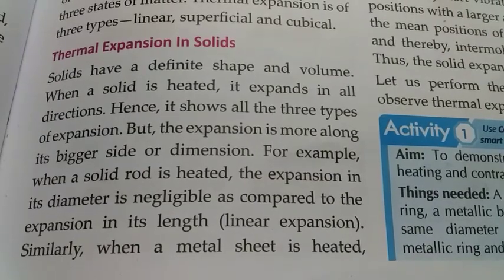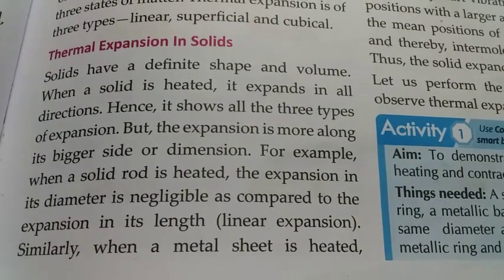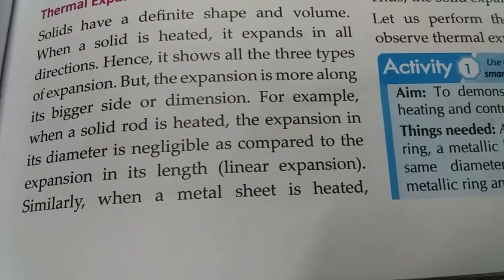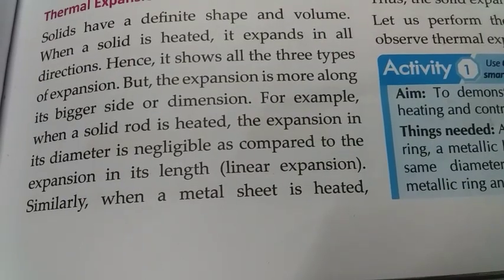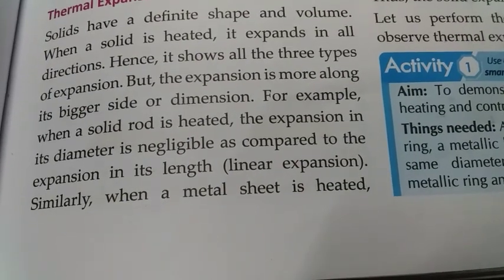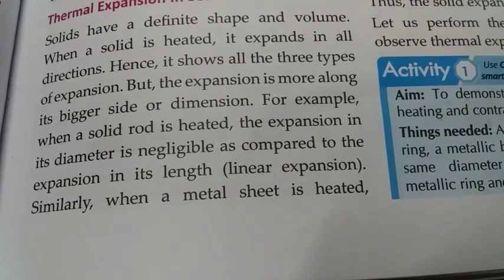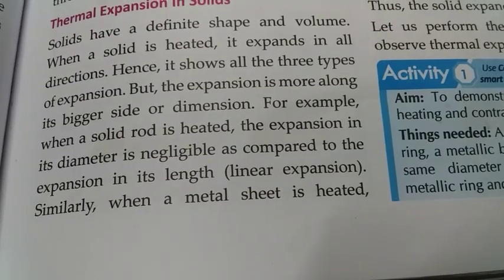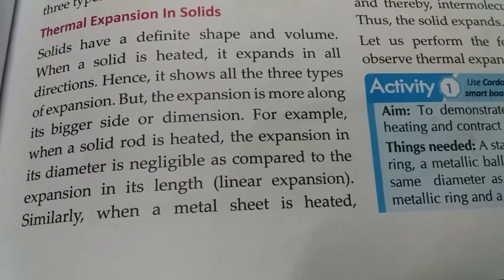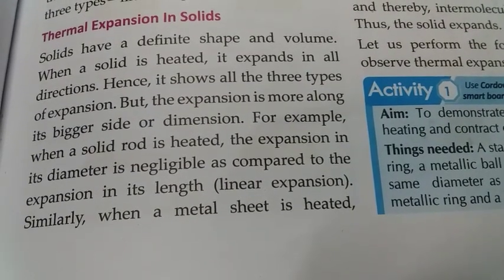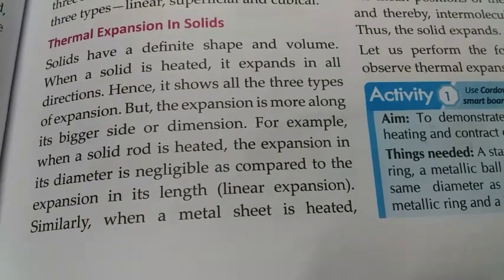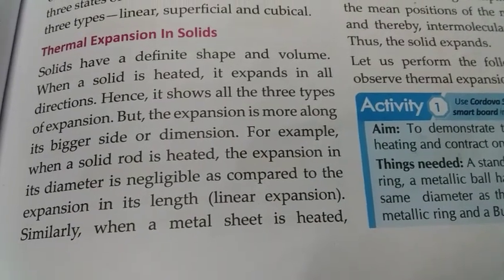So, this increase in length is linear expansion. And when a metal sheet is heated, then there is an increase in its length and breadth in comparison to its thickness. There is a negligible increase in its thickness. So this type of expansion where length and breadth increase is called superficial expansion. When there is an increase in length, that is linear expansion, and when there is an increase in length and breadth both, that is superficial expansion.